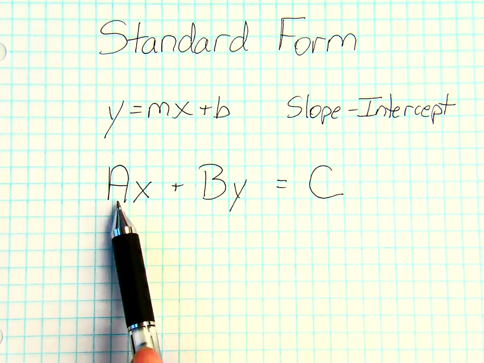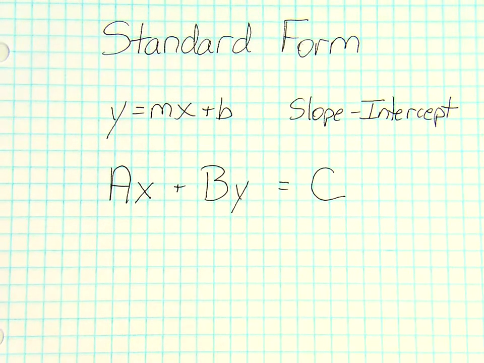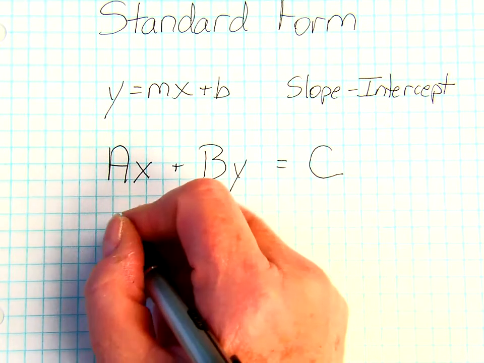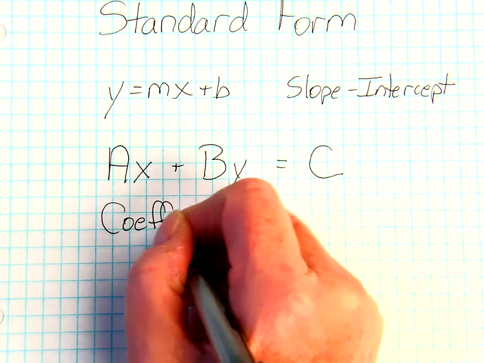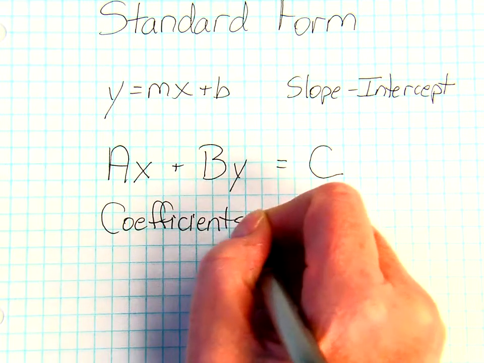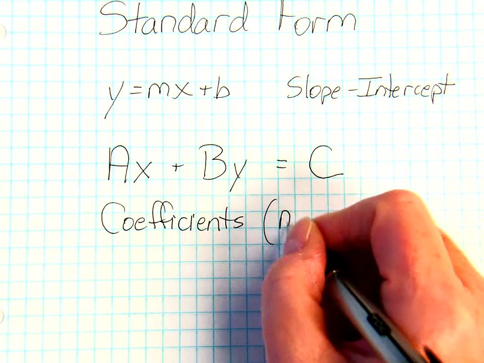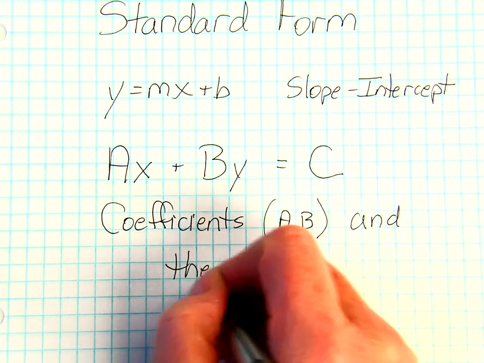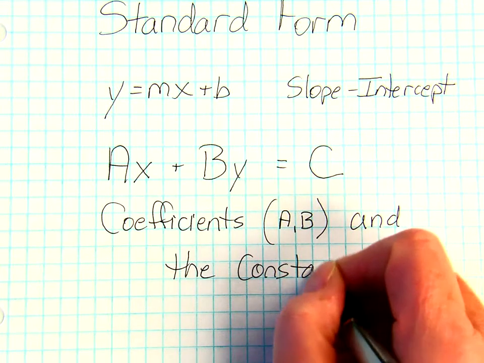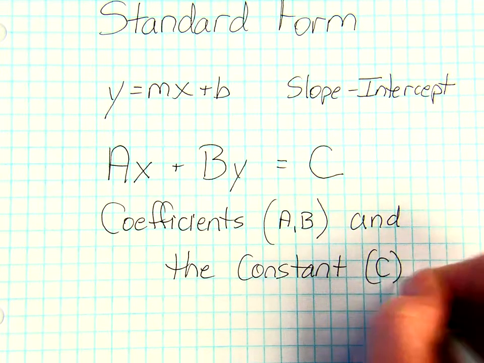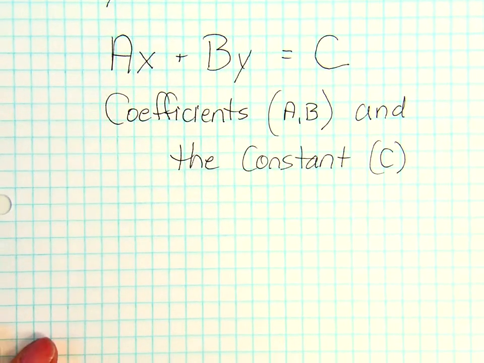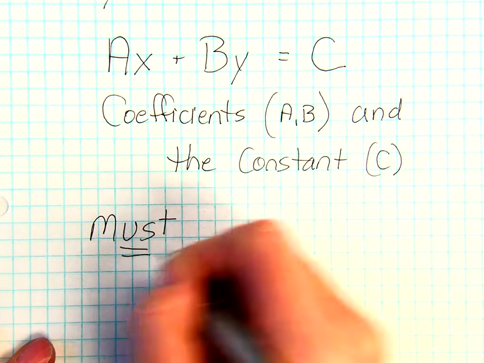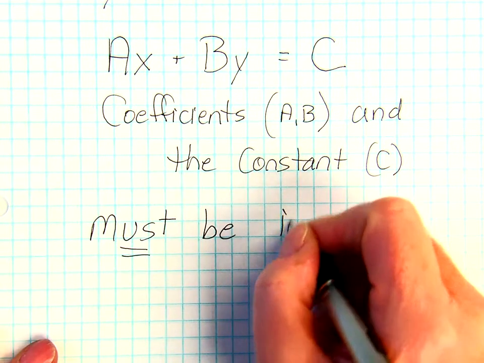Now, notice that A, B, and C are all in capital letters. There's a reason for that. They are all of our coefficients, the A and the B, and the constant, which is going to be your C. Let me just move this down a little bit. They must be integers.